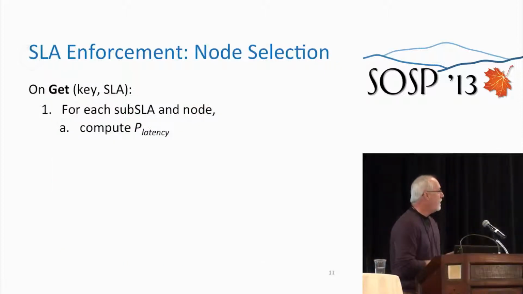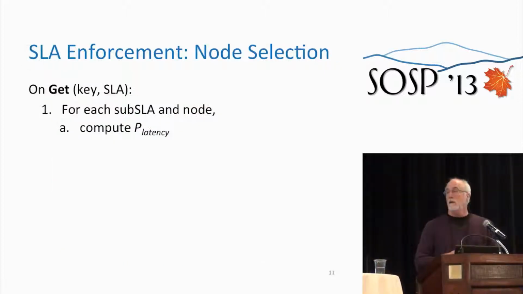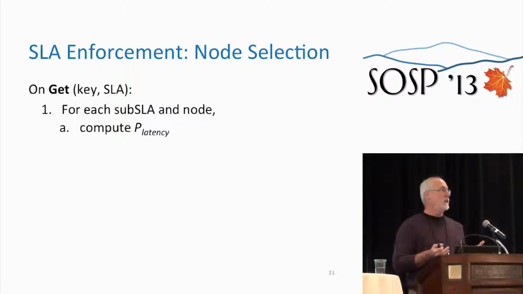Okay, so how do we enforce SLAs via node selection? For each get operation that takes a key and an SLA, we go through all of the sub-SLAs in that SLA and all of the nodes that store that key, and we compute the probability of this particular node being able to meet the latency bound specified in that sub-SLA. This is a straightforward computation given the round-trip samples that the clients have recorded, right?